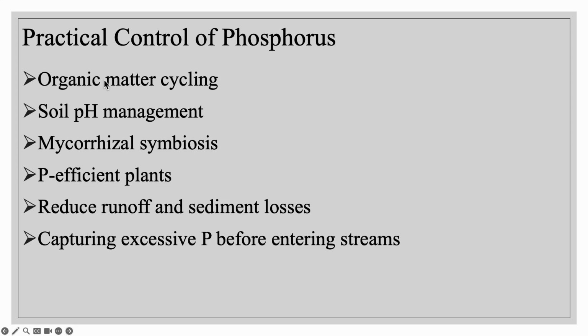Some other things that you can do: we can have organic matter, managing our pH. These mycorrhiza are going to be huge. If you're having a phosphorus problem, consider putting some mycorrhizal application in your field. And then we want to obviously minimize the runoff and sediment losses, and we want to make sure that we have something like a buffer strip that will capture some of that excessive phosphorus before it enters our streams. Cover crops would be sufficient as well.